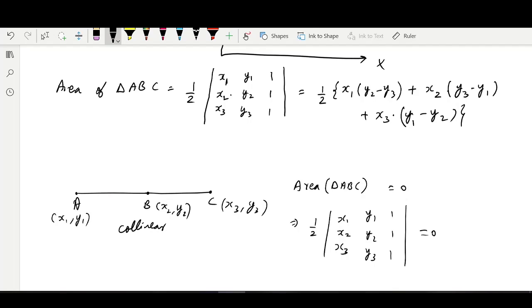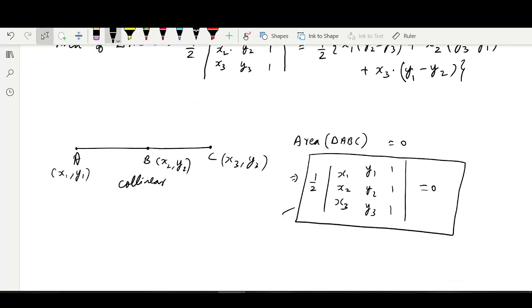Now, if you have 3 points and you need to check for collinearity of these 3 points, that is, you have to check that A, B, C lie on a straight line or not, then you just put the coordinates in the triangle formula, and if the area of the triangle formed by those 3 points comes out to be 0, then these 3 points will lie on a straight line, right? These 3 points will be collinear. So this is a collinearity check.